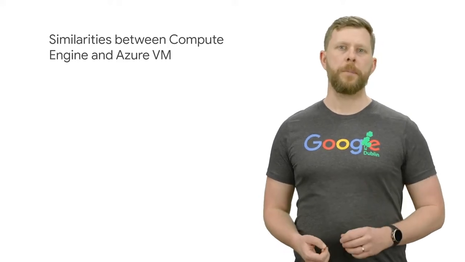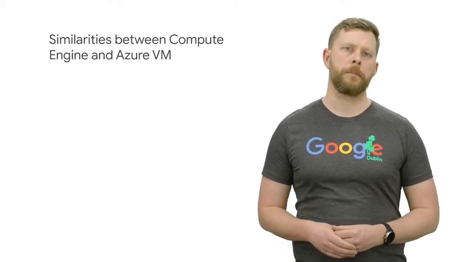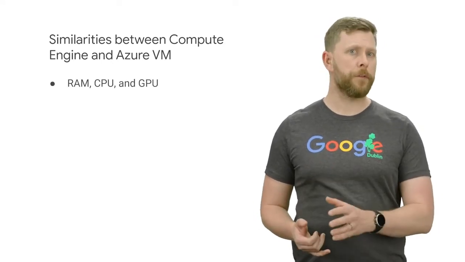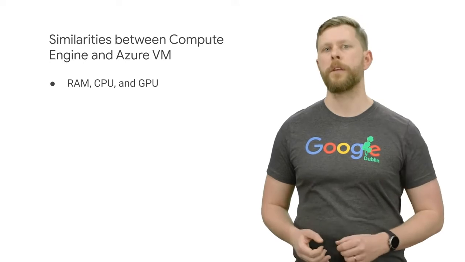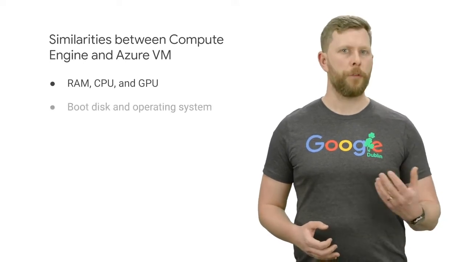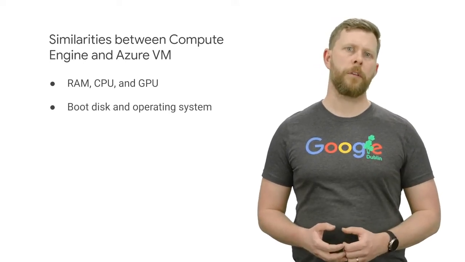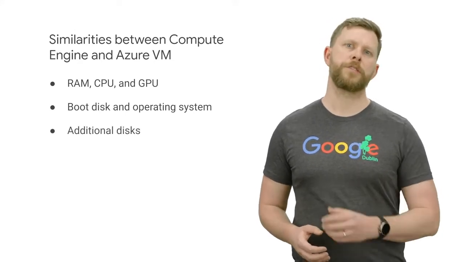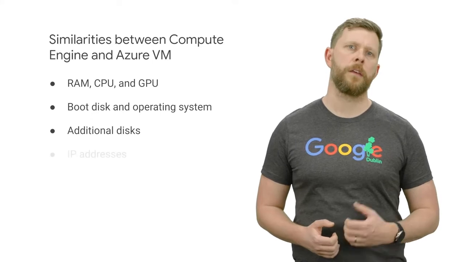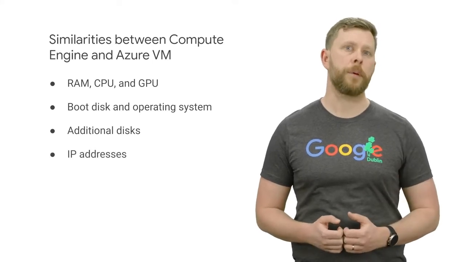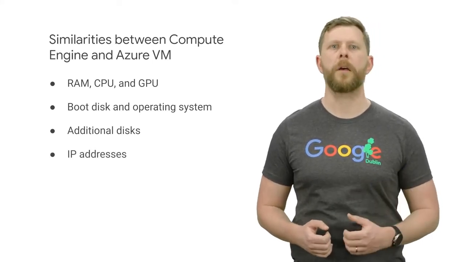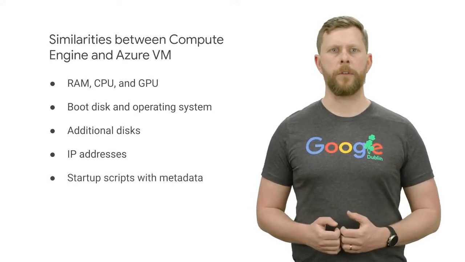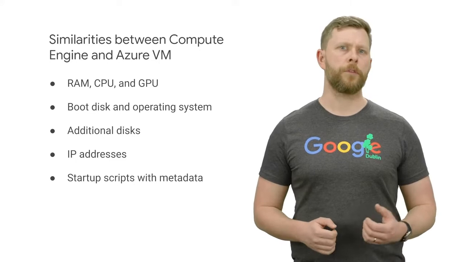Azure and GCP virtual machines both have a lot in common. Both Compute Engine and Azure VM allow you to choose and configure RAM, CPU, and GPU. Both offer a wide range of operating systems. Additional virtual disks can be added to both virtual machine types. Ephemeral and static public and private IP addresses can be used for both types of instances. Both instance types use metadata and scripts for bootstrapping.